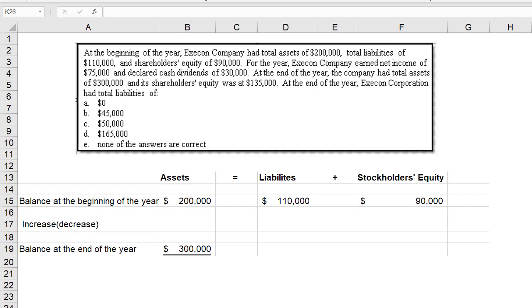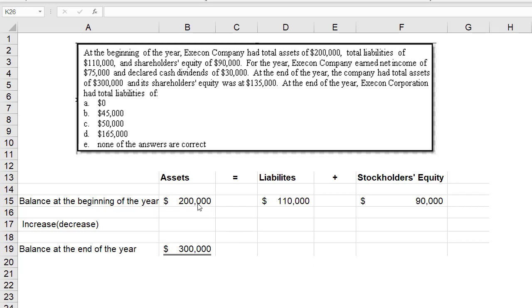At the beginning of the year, Exicon Company had total assets of $200,000, total liabilities of $110,000, and shareholders' equity of $90,000. For the year, Exicon Company earned a net income of $75,000 and declared cash dividends of $30,000. At the end of the year, the company had total assets of $300,000 and its shareholders' equity was $135,000. So we have to determine what the liabilities were at the end of the year.